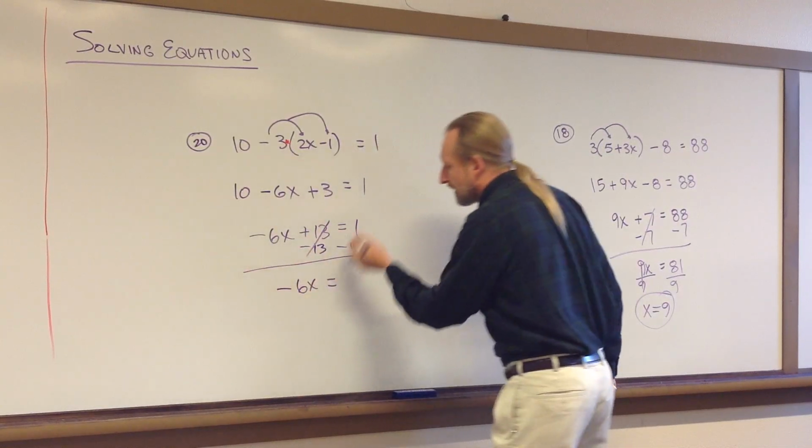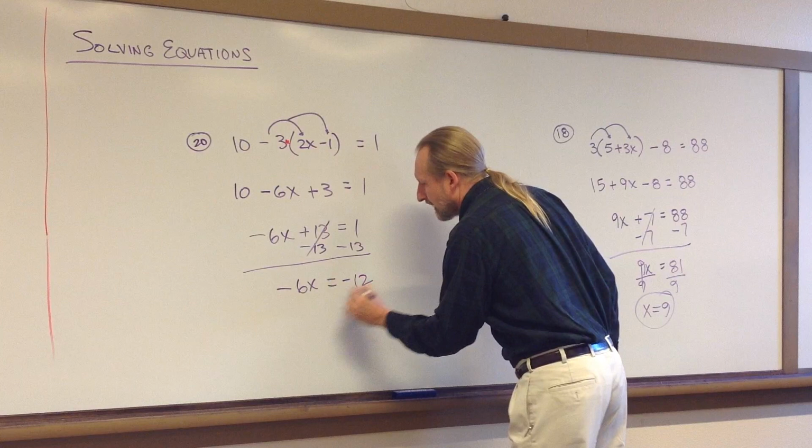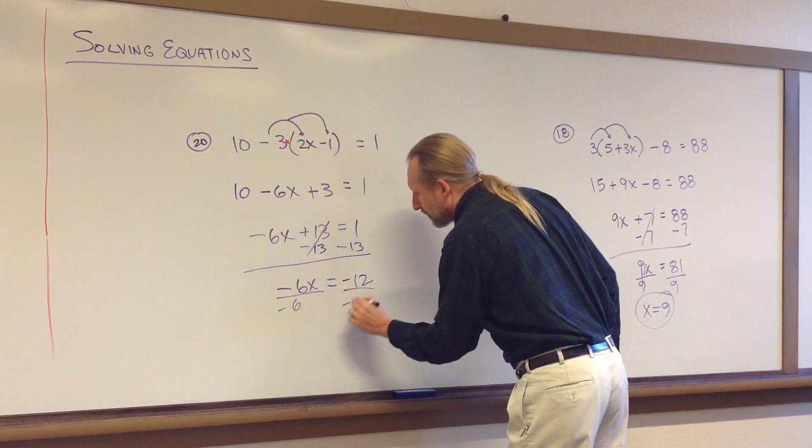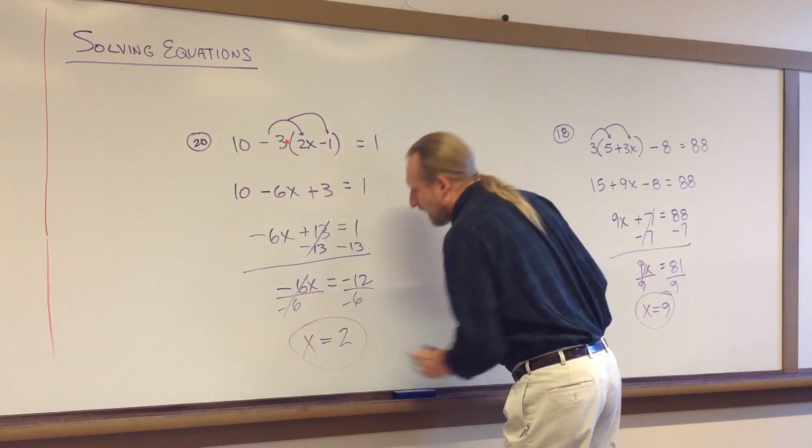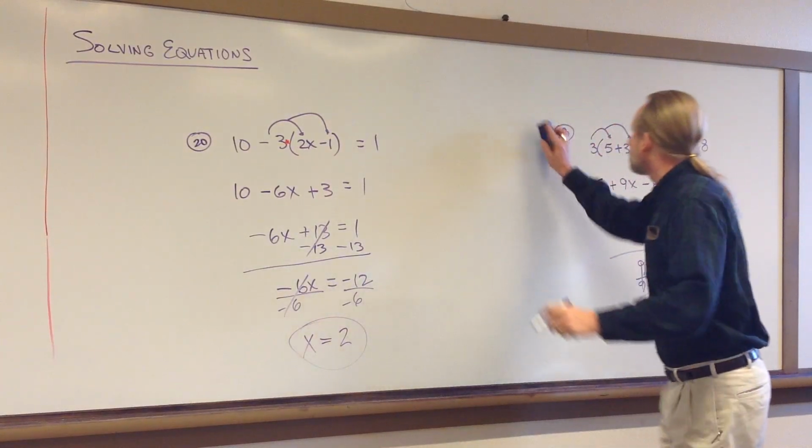All right, so now we want to subtract 13 on both sides. This will be negative 6x. Over here we'll have negative 12. And if we divide on both sides by negative 6, we get x equal to positive 2.